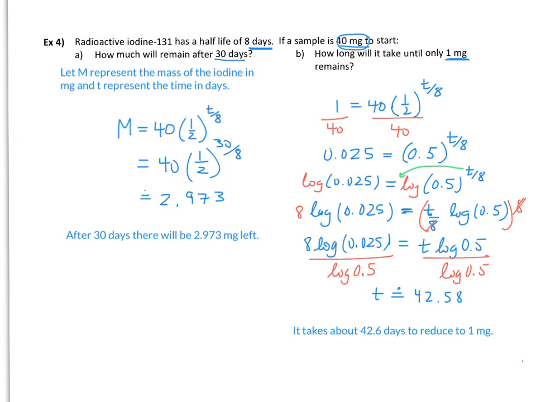Okay, so I have now done my solution here for 4B. If you are uncertain about anything that's happened in my solution there, and you're not sure about what's going on, please make sure that you ask me for some extra help with that. In the end, I got that it took about 42.6 days, so about just over 42.5 days to reduce to 1 milligram. All right, hopefully that makes sense for you.